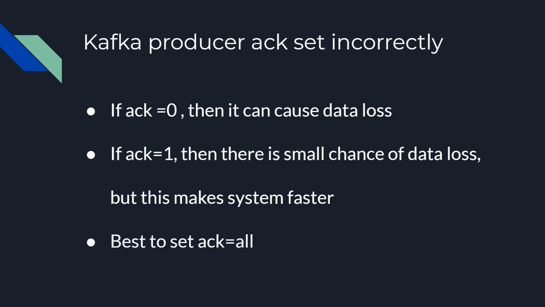The final setting is setting ACK equal to all. In this case, the producer will wait for an acknowledgement from all the in-sync replicas. This can make the system a little slower, but it will ensure that there is no data loss. So depending on your use case, you would either choose ACK equal to 0, ACK equal to 1, or ACK equal to all. In case you have a doubt, it is best to set ACK equal to all.